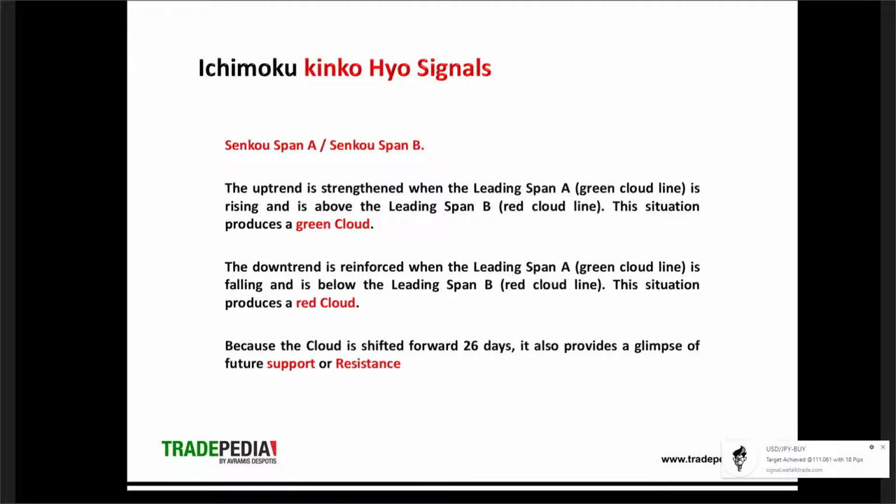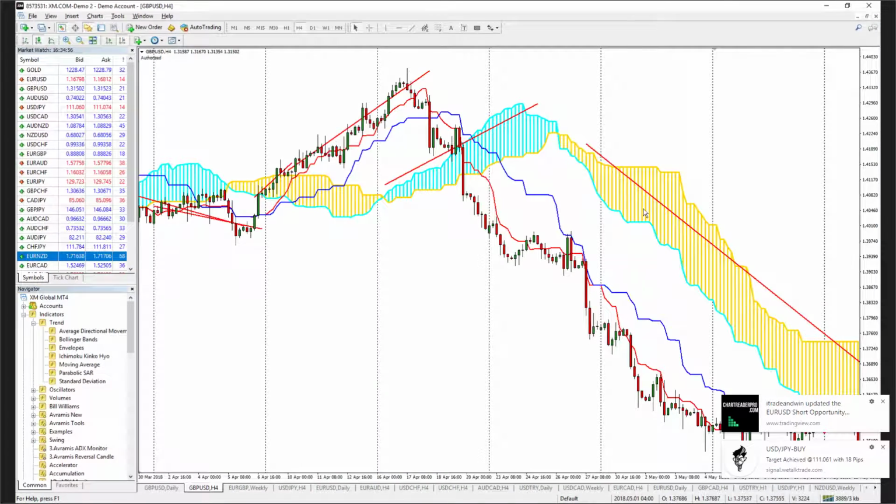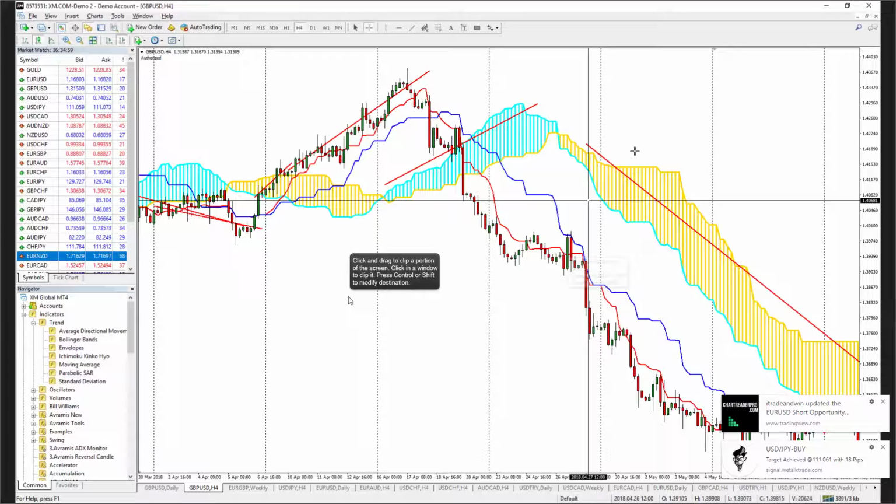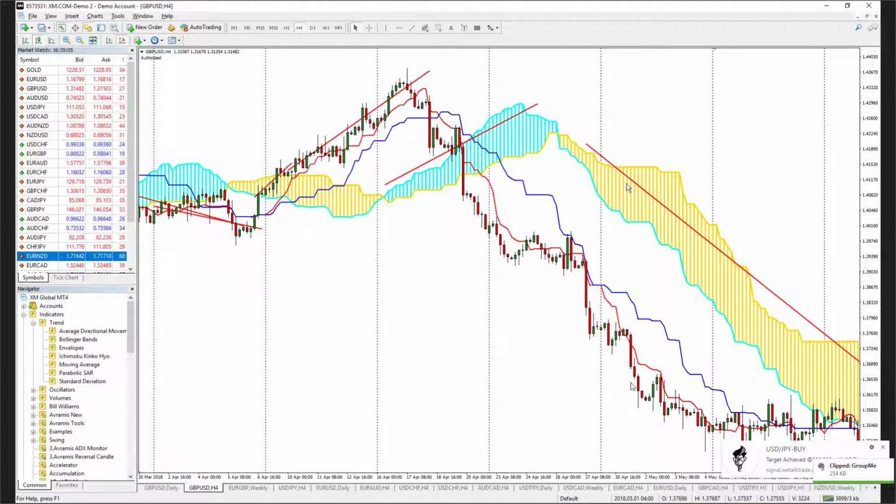So, as far as support and resistance areas, we've got four levels essentially, three zones: the red line, the blue line, and the whole area of the Kumo. All right. Hope all that is clear. We're going to put it all together again when we see all the signals together.